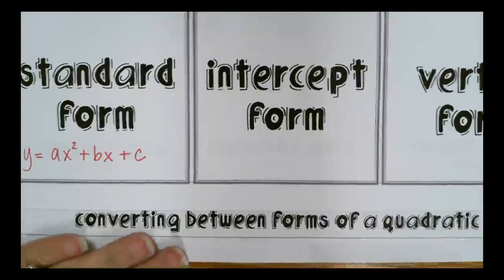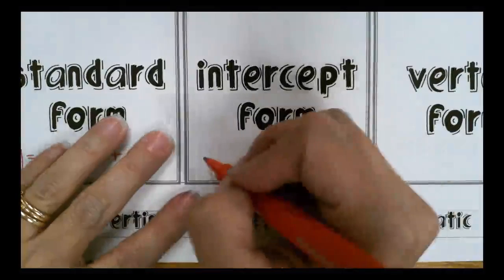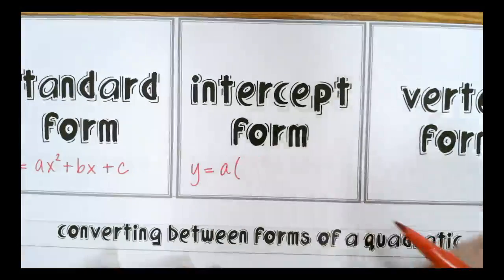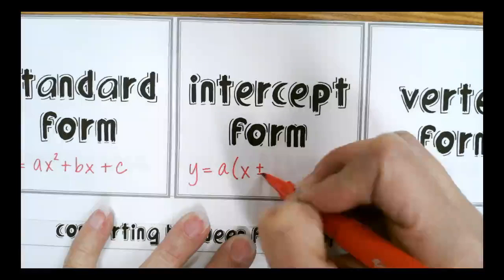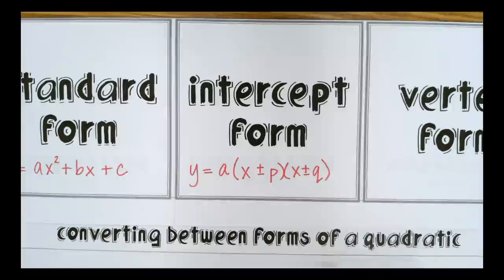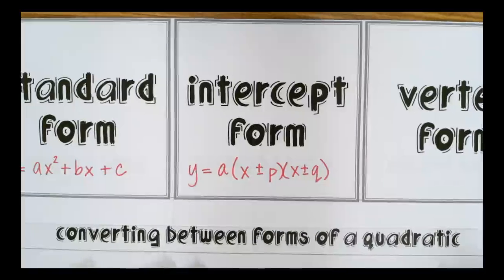All right, intercept form is also known as factored form. I am going to write that as a, and then parentheses, x plus or minus p, and parentheses, x plus or minus q. What's happening here is the a is representing the GCF, if there is one. And then we have two binomial factors when we factor it. That's why intercept form is also known as factored form. So this might be x plus 5 and x minus 2, for example. That is what intercept form looks like.